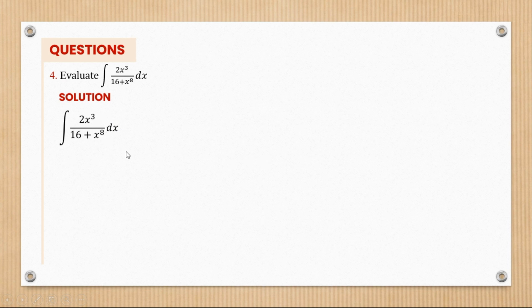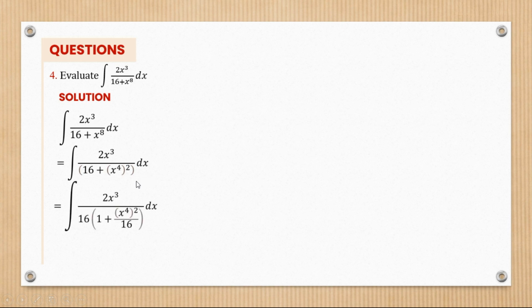But now this should not scare anyone, because this is actually still as easy as any other number. What you can already see is that this x to the power 8 is just the same as x to the power 4, which is actually squared. So this is still going to use tan substitution. Then you can already see that this 16 is the same as 4 squared. So let's pull out the 16.